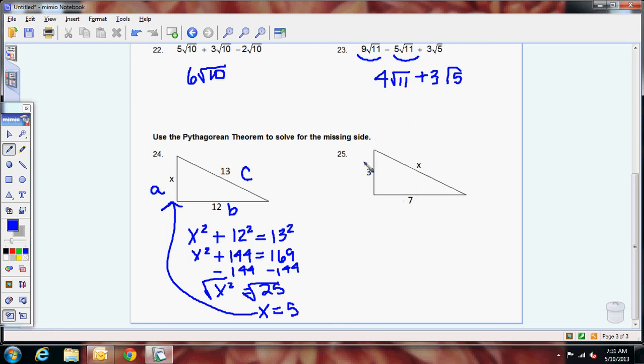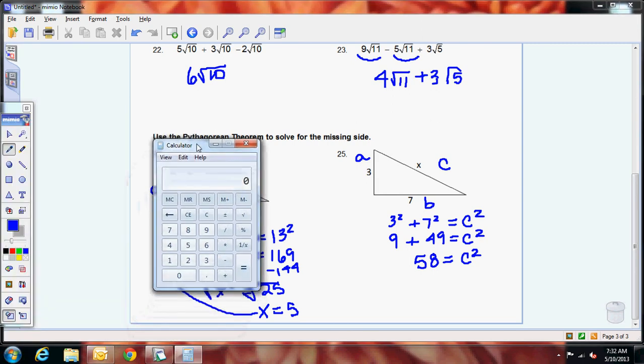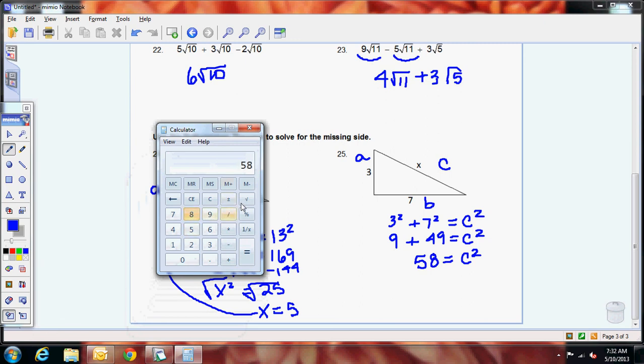Alright, last one guys. So here's my A, here's my B, and here's my C. So I have 3 squared plus 7 squared equals C squared, or X squared, whatever you have. So I have 9 plus 49 is equal to C squared. So I have 58 is equal to C squared. And then what you're going to do is see what's the biggest perfect square that will fit into 58. So if I were you, I would start dividing, and to me it seems like 4 might work. Oh, it doesn't. So then you might test 16.